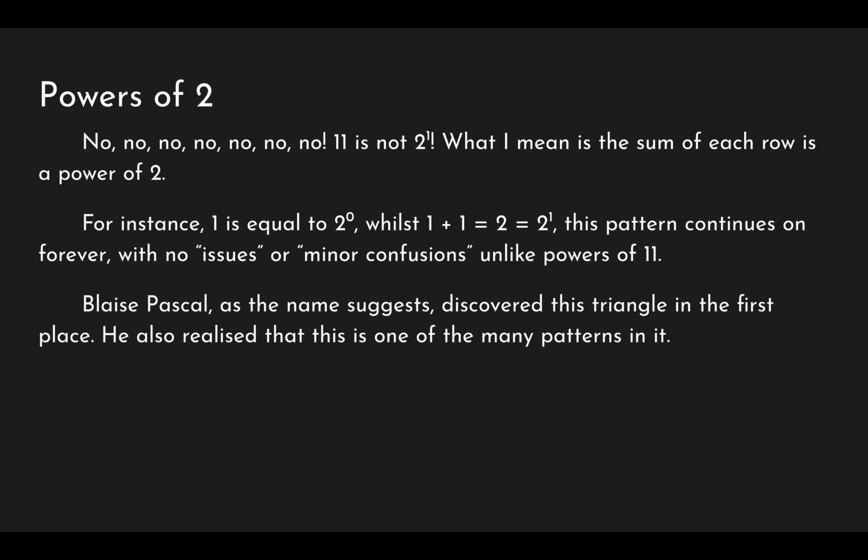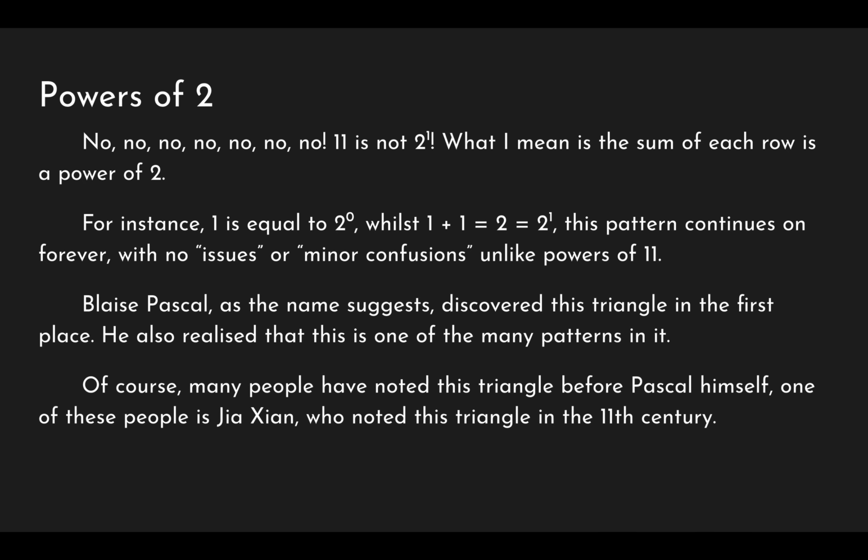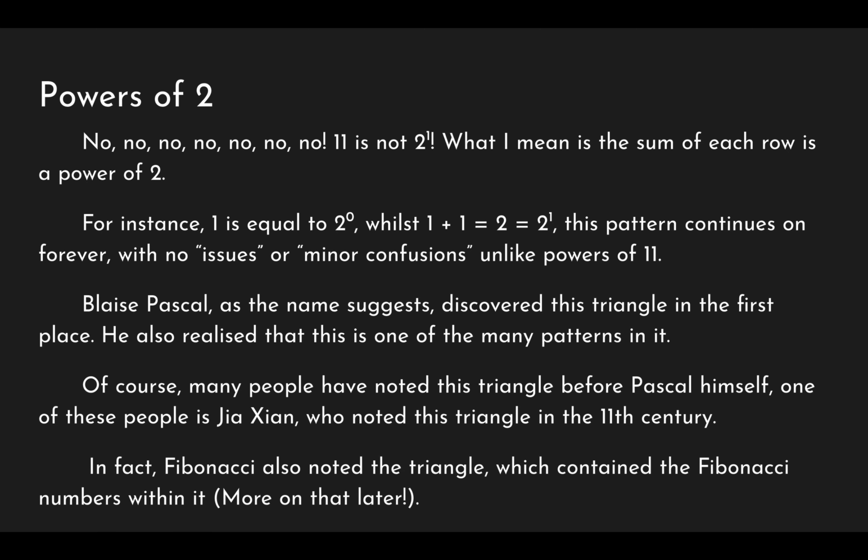Blaise Pascal, as the name suggests, discovered this triangle in the first place. He also realized that this is one of the many patterns in it. Of course, many people had noted this triangle before Pascal himself. One of these people is Jia Xian, I believe that's how you pronounce it, who noted this triangle in the 11th century. In fact, Fibonacci also noted this triangle, which contained the Fibonacci numbers within it. More on that later.